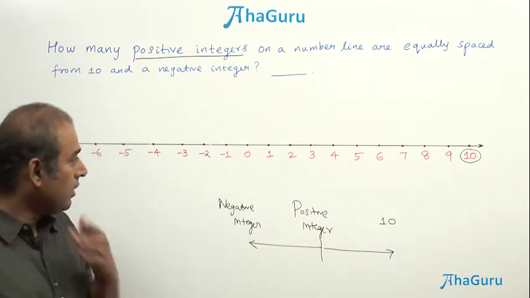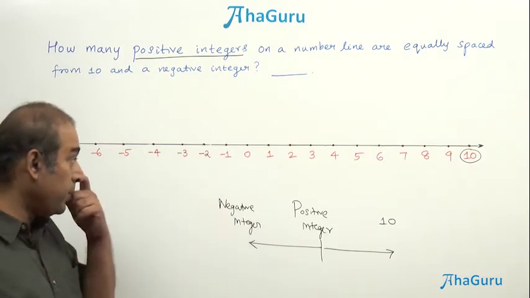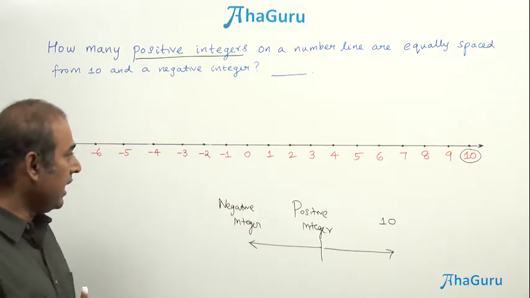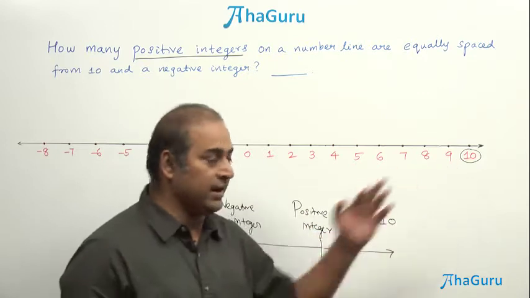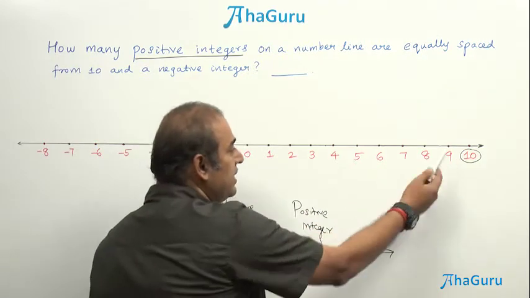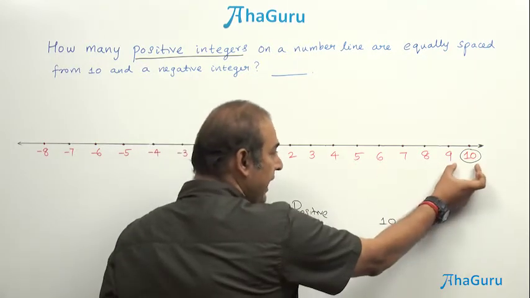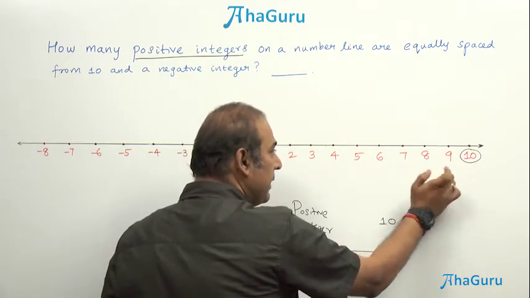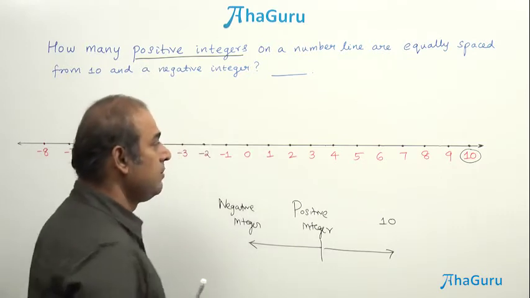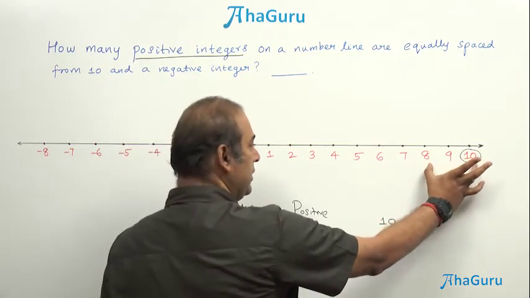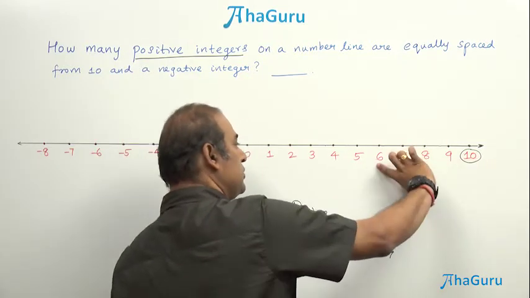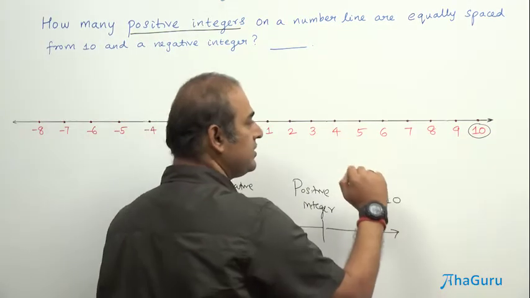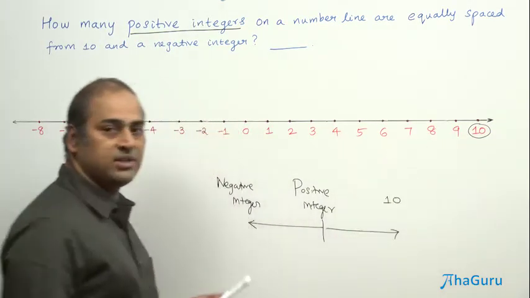So this positive integer should be between the negative integer and 10, and we have only positive integers from 1 to 9. But 9 cannot be the positive integer, because if you choose 9, 9 to 10 and 9 to 8 are equally spaced. So 8 and 10, but 8 is a positive integer. Similarly, if you take 8, 8 to 10 is a 2 gap, so 8 to 6 is a 2 gap. If you go 2 left, it's 6. 8 lies between 6 and 10, but 6 is positive.